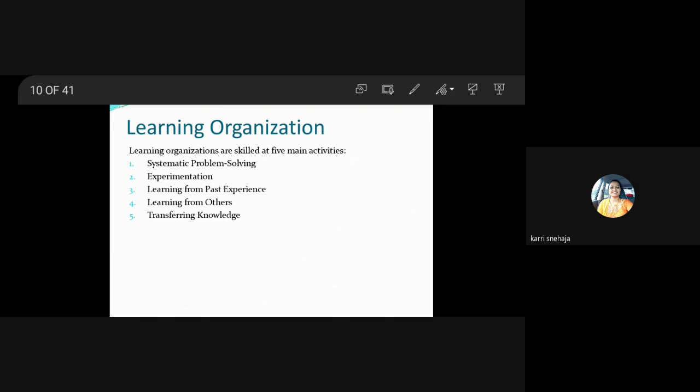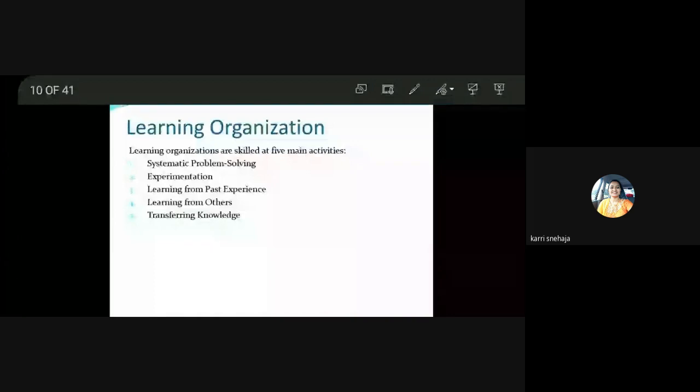which will boost you up, where you get a boost from your colleagues, from your superiors, from your subordinates, which will be a kind of learning process. So that will be the first and foremost thing: systematic problem solving. Each and every person would be responsible for systematic problem solving.